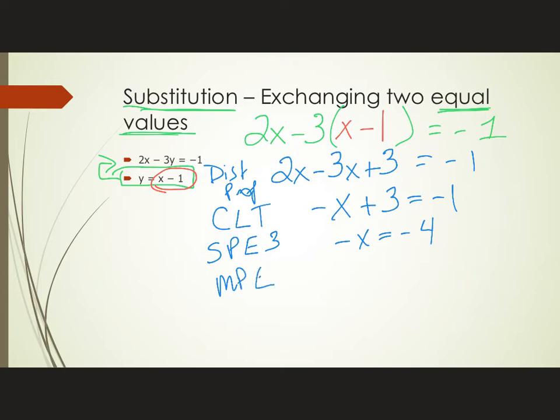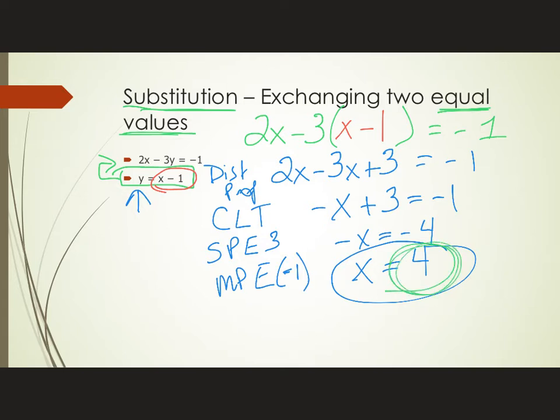And then I don't want negative x, I want positive x. So I'm going to multiply by negative 1, which remember just switches my sign. So x equals 4. Cool, now I know x equals 4. Here's the thing, now I know the value of x, I still don't know the value of y. So I'm going to need to go back to this original equation right here, and I'm going to use this value of x to find the value of y. So now I have y equals 4 minus 1, because x is 4. So then y equals 3.